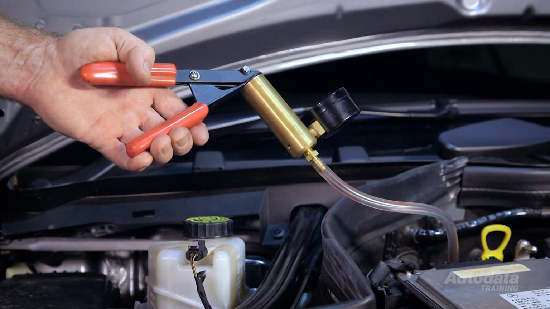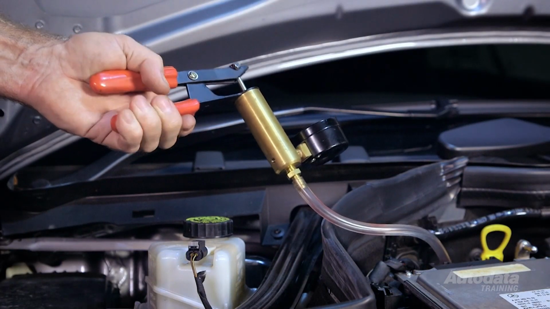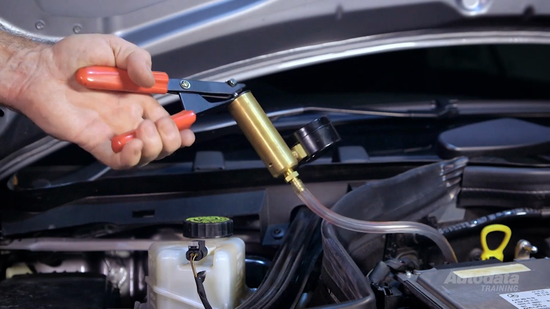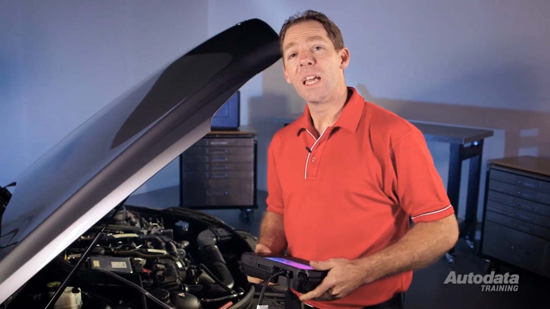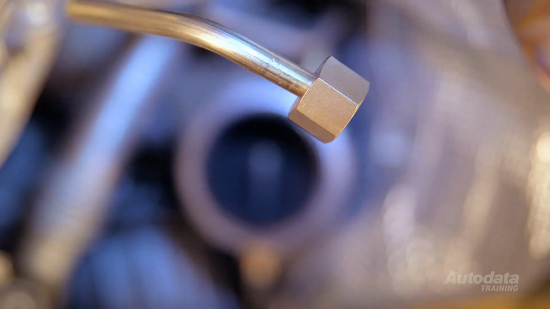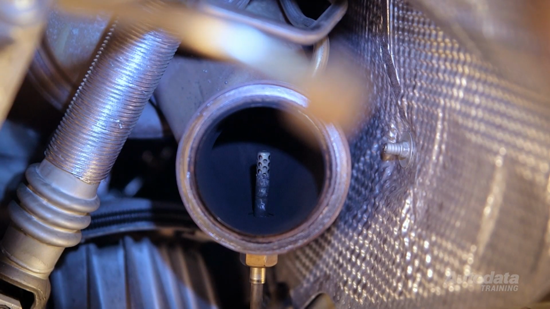Using a hand vacuum pump, apply vacuum to one side of the sensor while monitoring the scan tool data. The value should vary and transition smoothly without any spikes or dropouts. If the values were erratic, replace the exhaust differential pressure sensor. If the reading was okay, then the sensor is working correctly. If the value does not change, then inspect the sensor ports closely for any obstructions that may restrict gas flow.